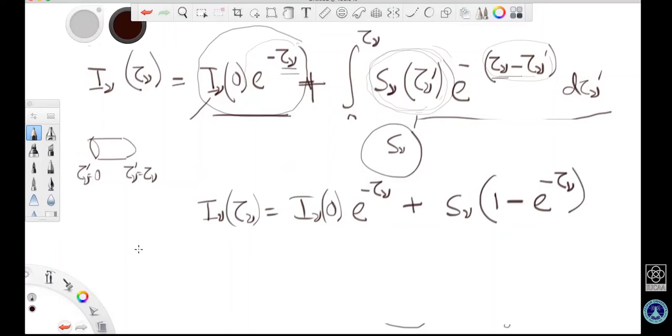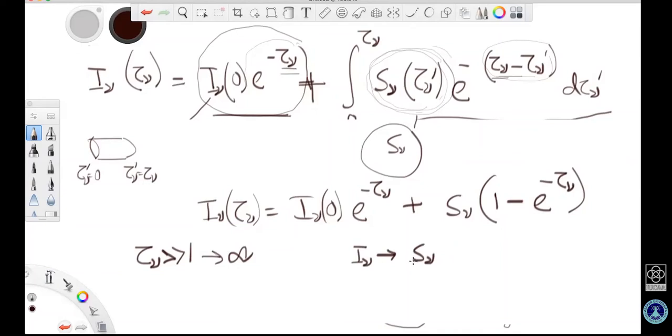Now let's say tau is very, very large. Let's say it's infinity. Then what will happen? I nu will then tend to S nu. See, this term will then go to 0, and this term will go to 0, but this term will remain. So I nu will tend to S nu.